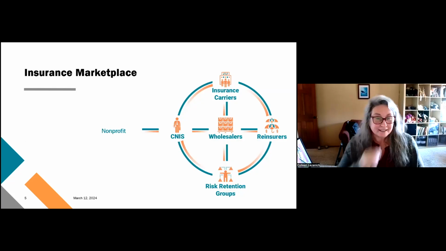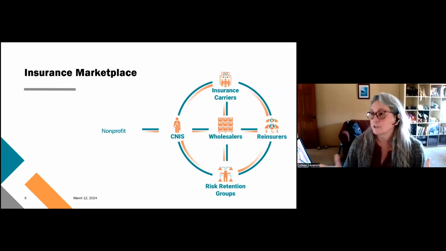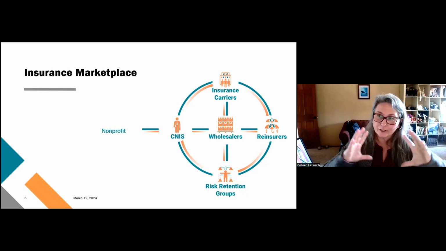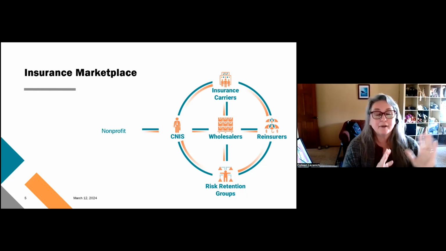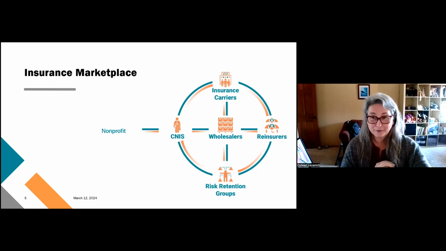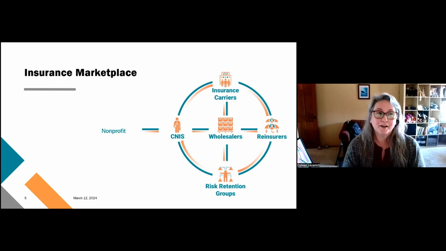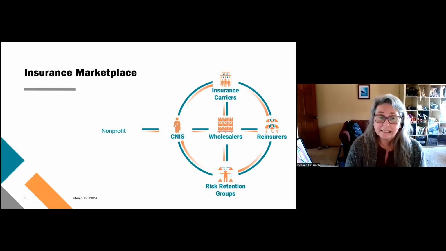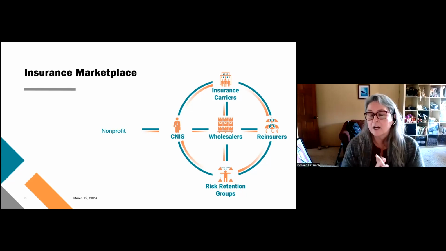The insurance marketplace, and this is where I find a lot of people don't understand. Here's your nonprofit over here on the left, and then you have this circular insurance marketplace where, and I've put CNIS as the broker, but you have probably a different broker, but CNIS is the acronym we use for our organization. But you have your insurance broker there, this person who's helping you find the right insurance policies. And they may need to go to a wholesaler or directly to an insurance carrier, directly to risk retention groups. Lots of ways to get to the policies that you need. Then behind all of that on the other side are reinsurers.